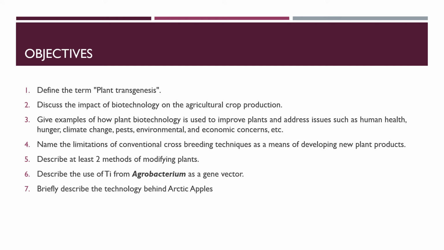Number four, you'll name limitations of conventional crossbreeding techniques as a means of developing new plant products. Number five, you'll describe at least two methods of modifying plants. Number six, you'll describe the use of Ti from Agrobacterium as a gene vector. And number seven, you'll briefly describe the technology behind Arctic apples.